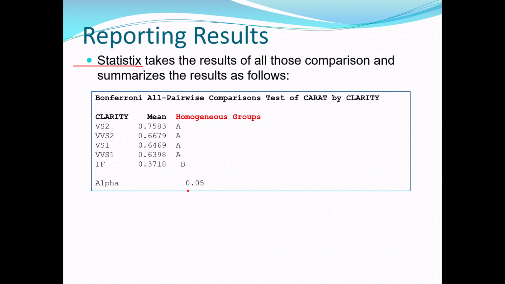So what this printout will show us is the overall experiment-wise alpha that was used. There are 10 comparisons being conducted on this particular printout. You can't see it necessarily yet, but I'll hope to explain it. Each of the individual comparisons is taking place at 0.05 divided by 5. So what the software has done for us is it's gone ahead and compared VS2 to VVS2, and VS2 to VS1, and VS2 to VVS1.